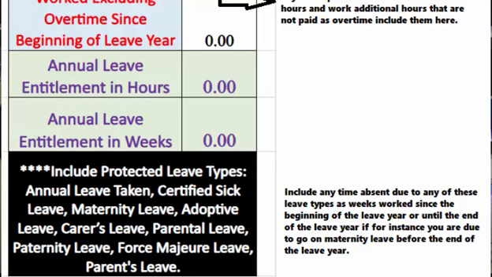The calculator is very useful at the end of the year for determining the additional holidays a person is entitled to for working extra hours over and above their contracted hours.